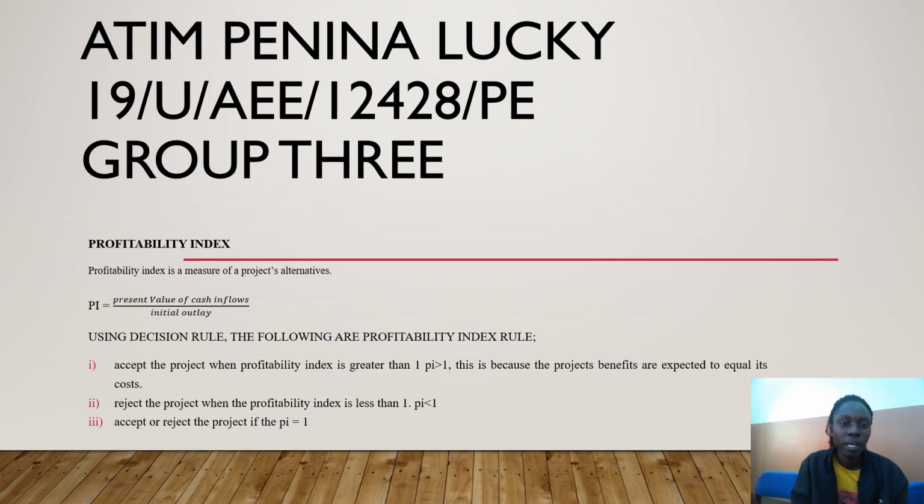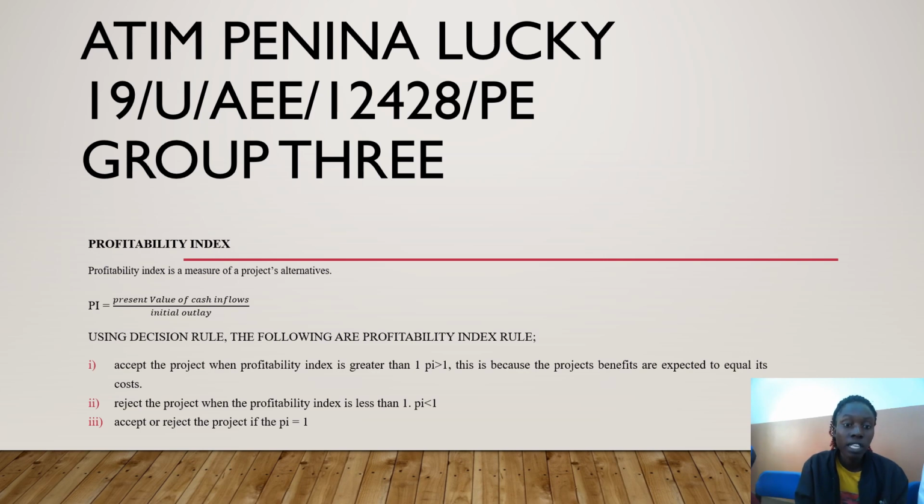I am going to present about the profitability index. The term index, from the word index, is a measure of a degree of something. Therefore, the profitability index is a measure of a project's alternatives. We have a formula where the profitability index equals the total present value of cash inflows over the initial outlay, which is the same as the investment at the beginning.